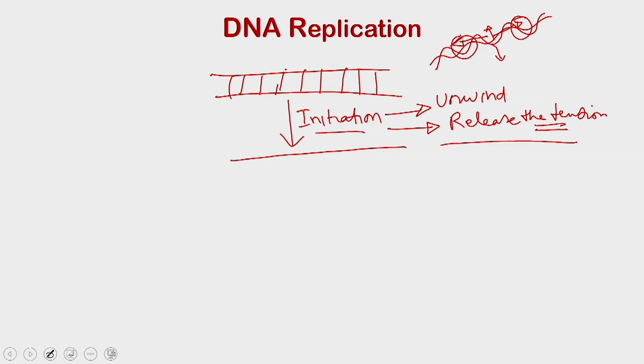And once that is done, you have to ensure that the template you are producing remains single stranded. So the third step is to keep the strand single stranded, and the fourth step is that you need an enzyme which will come and synthesize the primer onto the template strand, and then you will enter into the next phase, which is called the elongation phase.